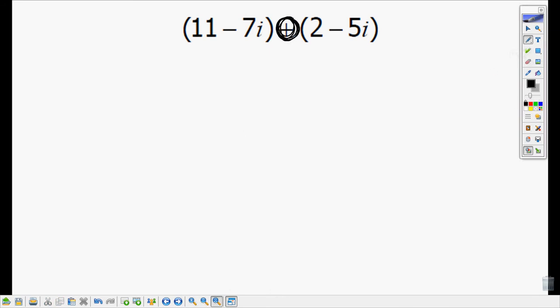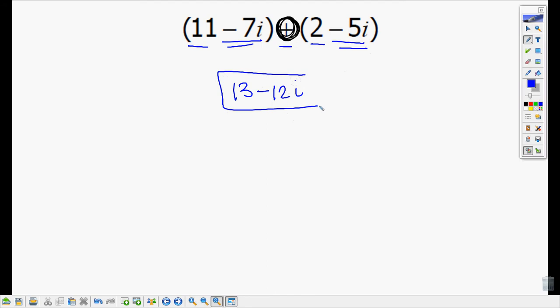So just like every other problem you've ever done that contains variables, this problem is not concerned with what the value of i is. We are just combining like terms. So I have an 11 plus 2 is 13. A negative 7 plus a negative 5 is a negative 12i. And that's it. So we're just simply combining like terms. Okay?